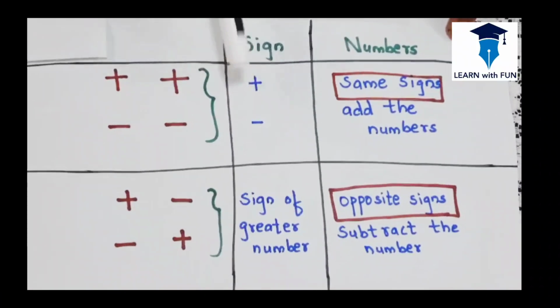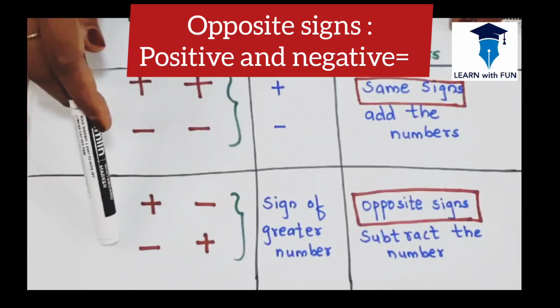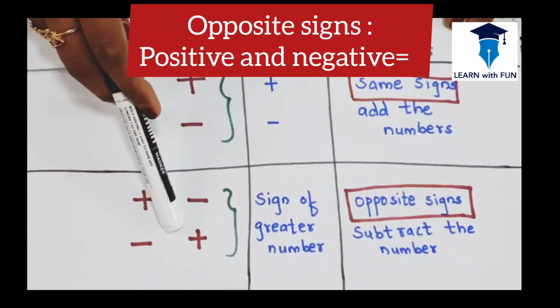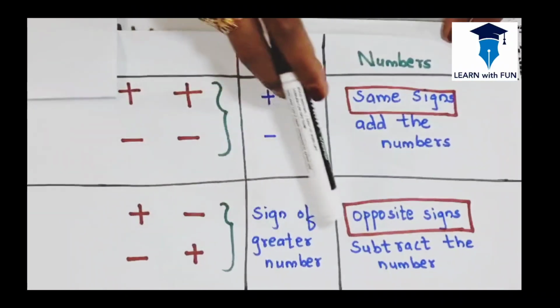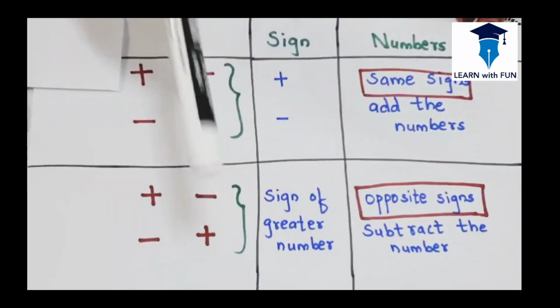Alright. But if you have two opposite signs, like one is positive and the other one is negative, or if the bigger number is negative and the other one is positive, then what to do? You are going to subtract the given numbers. And which sign are you going to place before it? The sign of the greater number.